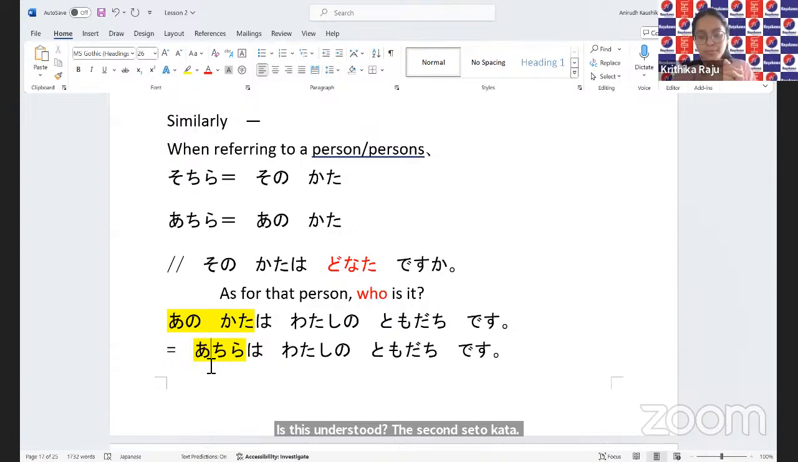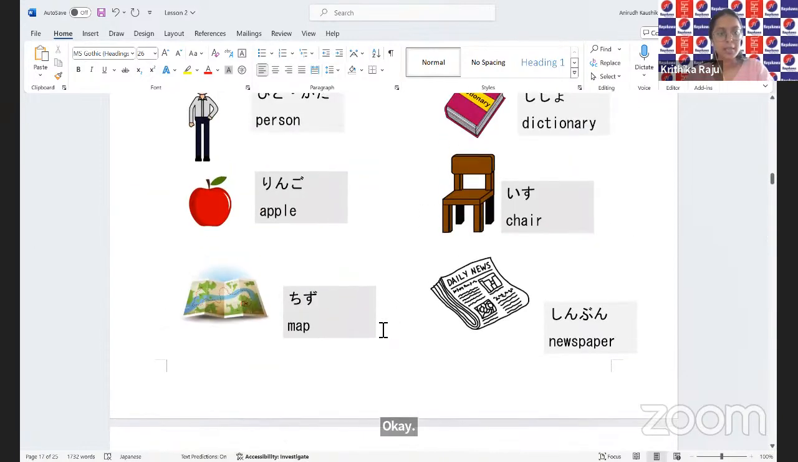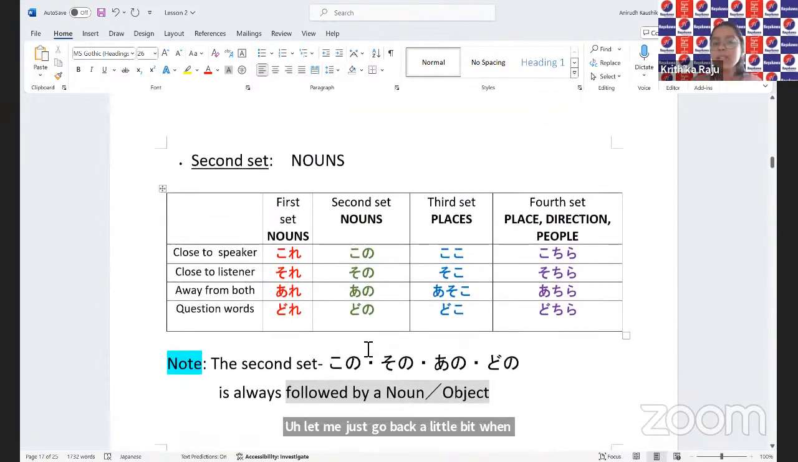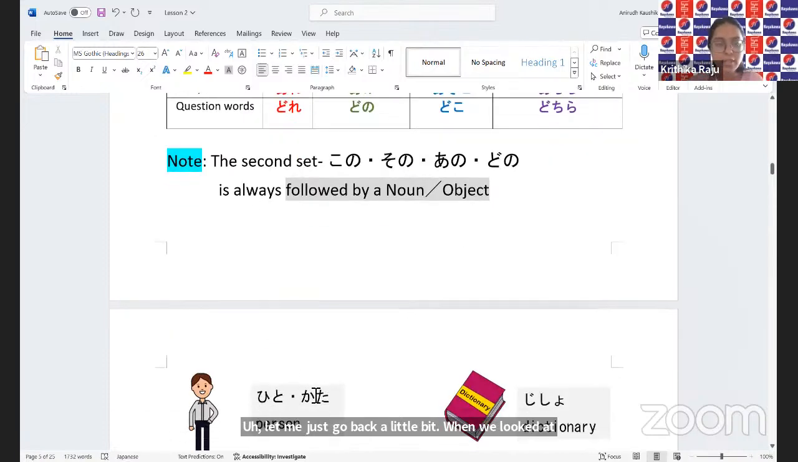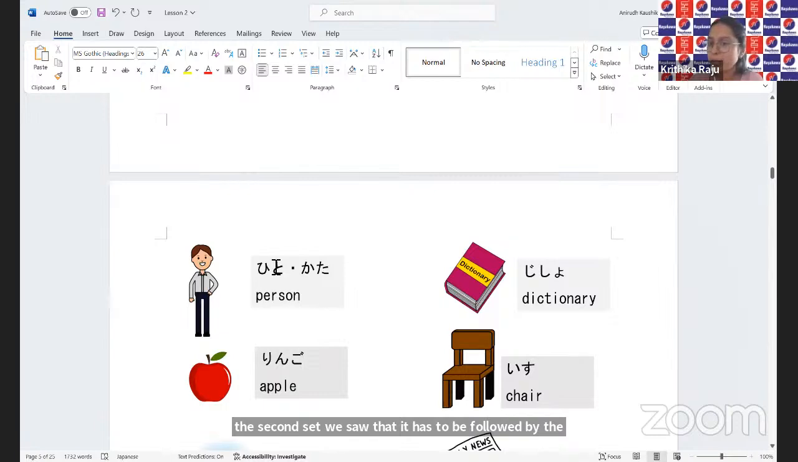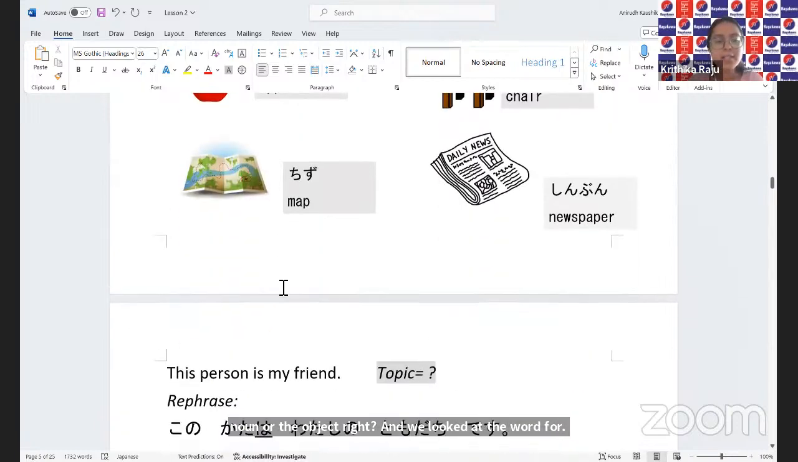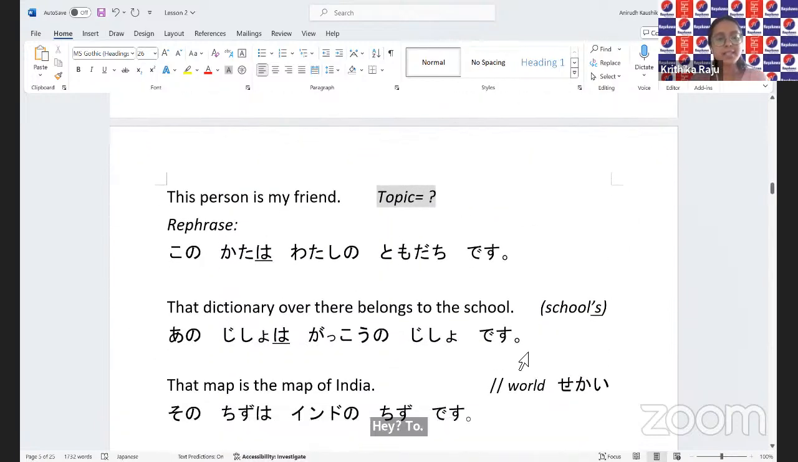The second set? I didn't understand the second set. Okay. Let me just go back a little bit. When we looked at the second set, we saw that it has to be followed by the noun or the object, right? And we looked at the word for hito, kata, which means person. And we looked at these sentences. This person is my friend.